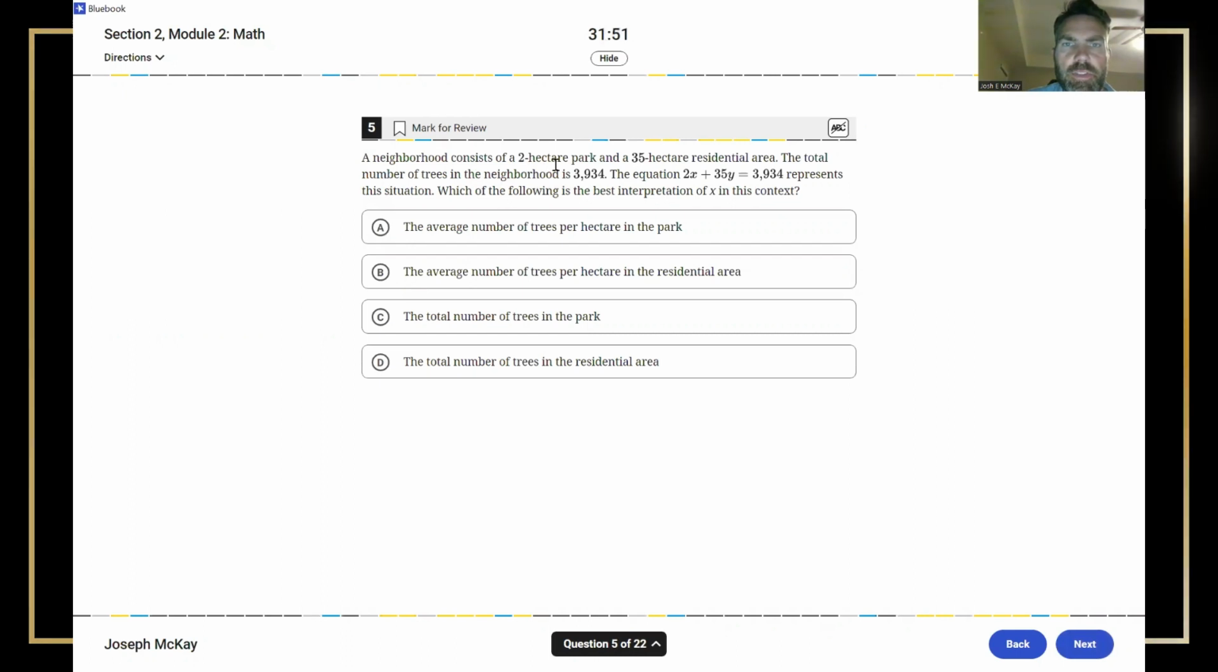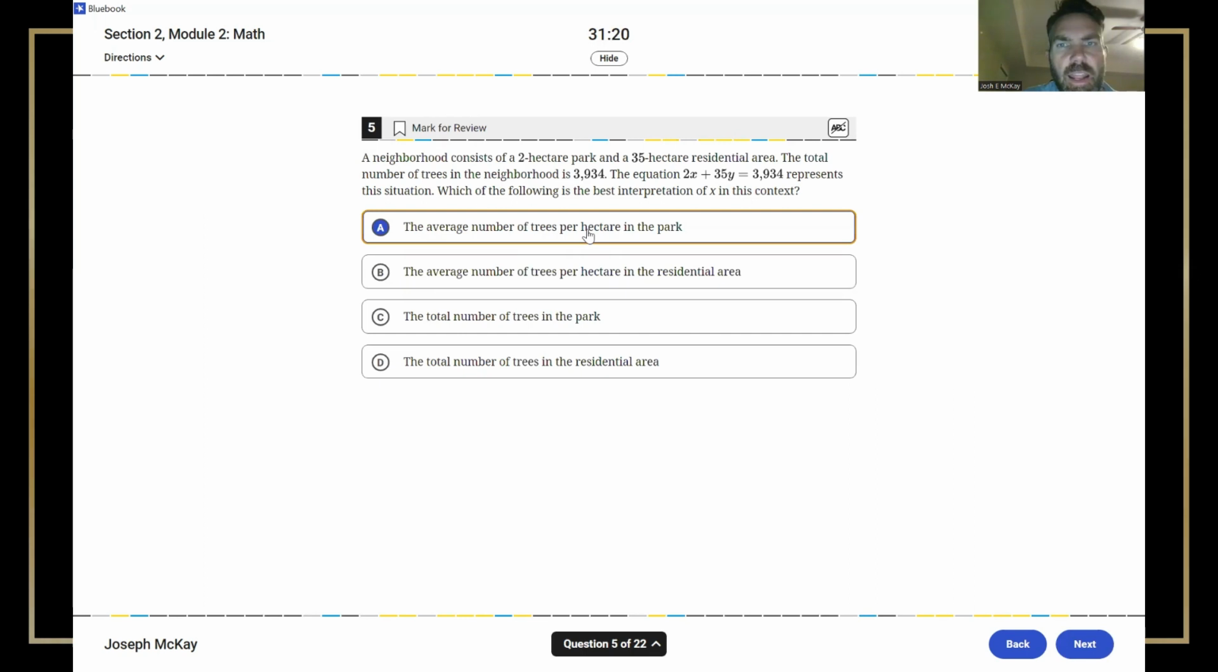A neighborhood consists of a 2-hectare park and a 35-hectare residential area. The total number of trees in the neighborhood is this number right here. The equation 2x represents this situation, which is the interpretation of x. So x goes with the park. I would say it's something like the number of trees per hectare in the park.